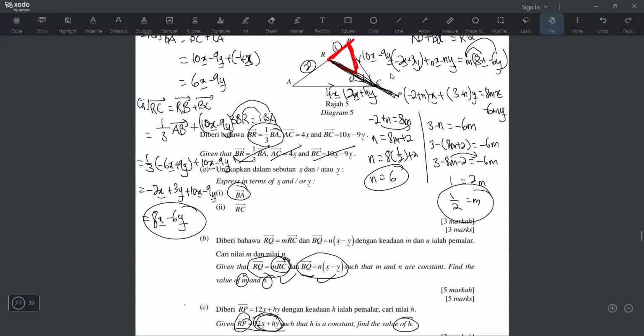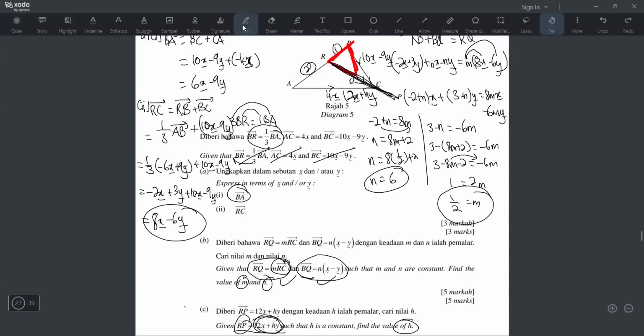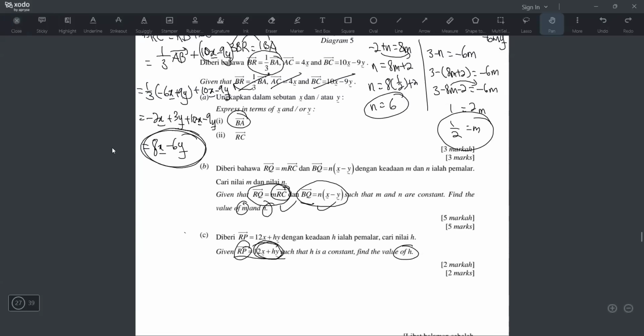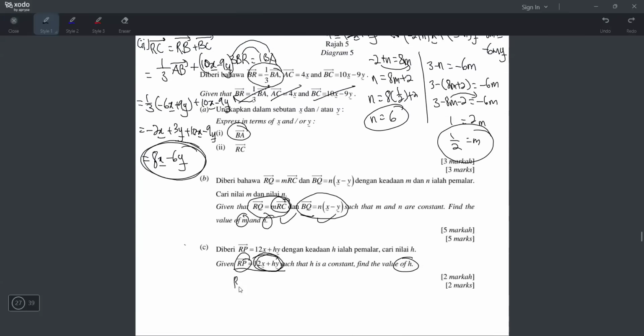So what you can do now is find another vector that is parallel to RP. You can see R to P passes through Q and C, right? Since there's no way for me to find RP, I can maybe find RQ or QC or RC. And if you are smart, you will take RC because RC is half already. I already found it just now, so you don't have to do anything. Just write down the RC vector like this, equals 8x minus 6y.